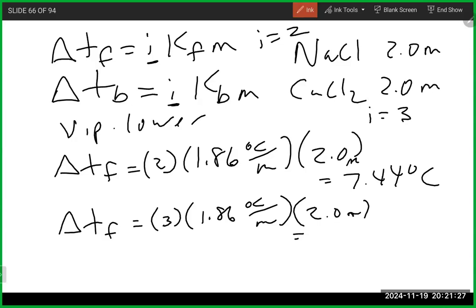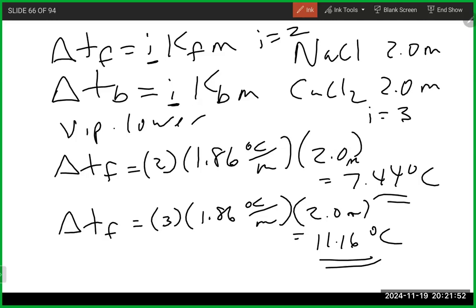It will actually drop 11.16 degrees Celsius. Which one has a greater effect on the freezing point? It is the calcium chloride. And that is because it has more particles in that solution, more stuff to get in the way, going to take a lower freezing point to get it to freeze. Same thing would happen if we did the boiling point.